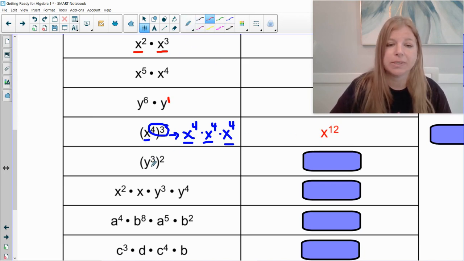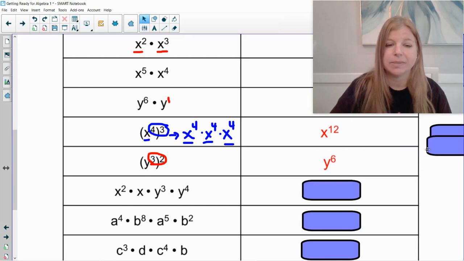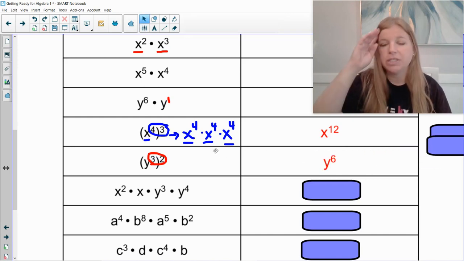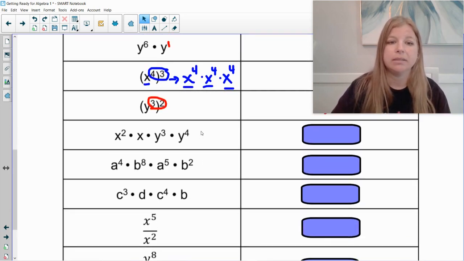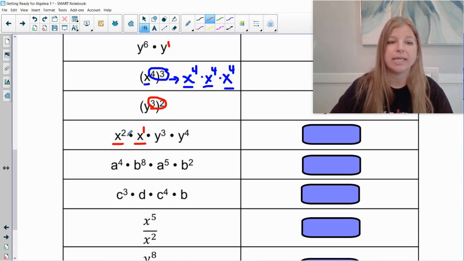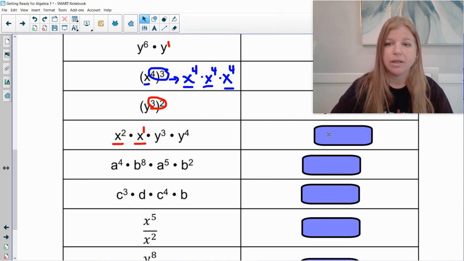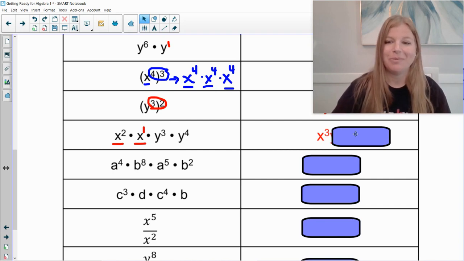So now the same thing for the next one. Y to the third to the second, a power to a power we multiply. 3 times 2 is 6, and so my answer is y to the sixth power. So now I'm going to use these skills from the previous problems again here. So we have more variables. X to the second times x. Remember, when we have two bases, that's when we add the exponents. So x to the second times x to the first would be x to the third. Y to the third times y to the fourth. Like bases, you add your exponents, would be y to the seventh.